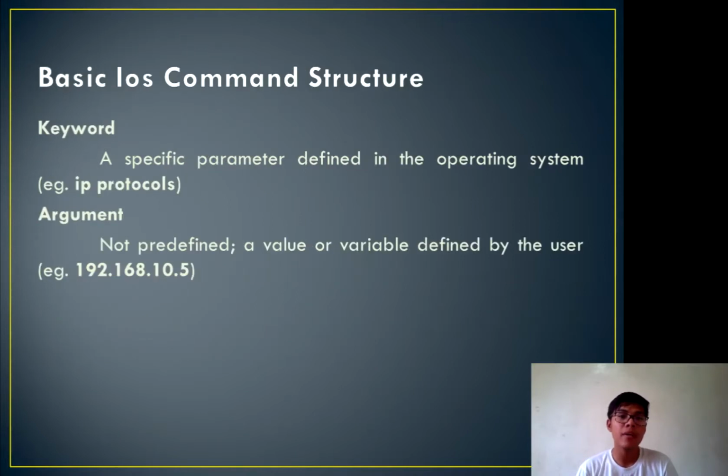Basic IOS command structure. The keyword: a specific parameter defined in the operating system. An example of this is ip protocols. The argument: not predefined, a value or variable defined by the user. An example of this is 192.168.10.5.